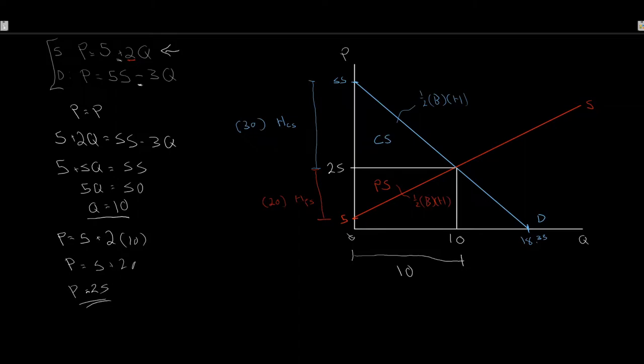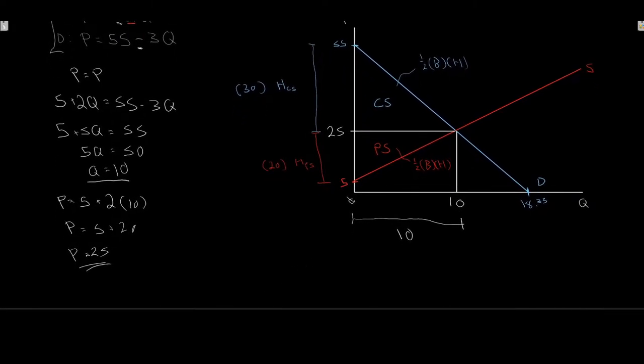So let's go about and do that. Let's start off by calculating our consumer surplus first. So I have 1 half, base of 10, height of 30. So what does that work out to? 0.5 times 10 times 30 equals 150. So all that consumer surplus there is monetarily equivalent to $150. That's how much I gain from paying somebody else to do it for me rather than doing it myself.